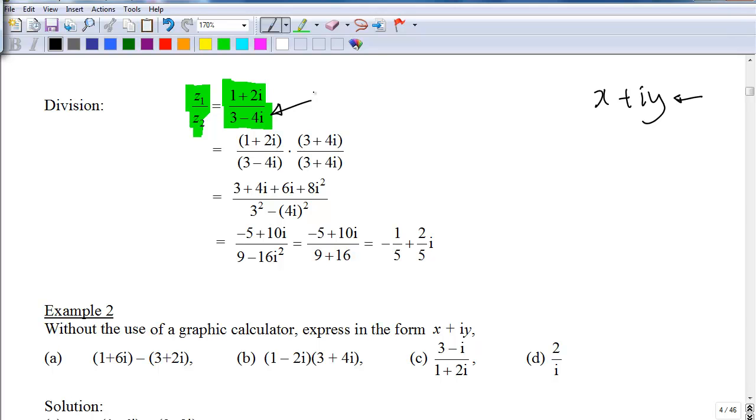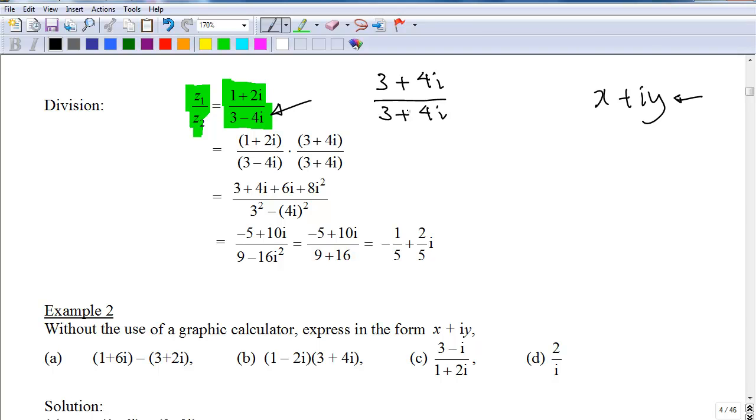Now, there's a neat trick that we can use to move the i from the bottom to the top. Now, this involves looking at the number below. Now, the number below is 3 minus 4i. Now, if I multiply the complex number by the same number, but I reverse the sign in front of the imaginary part, then I realize that I can always get rid of the i below.